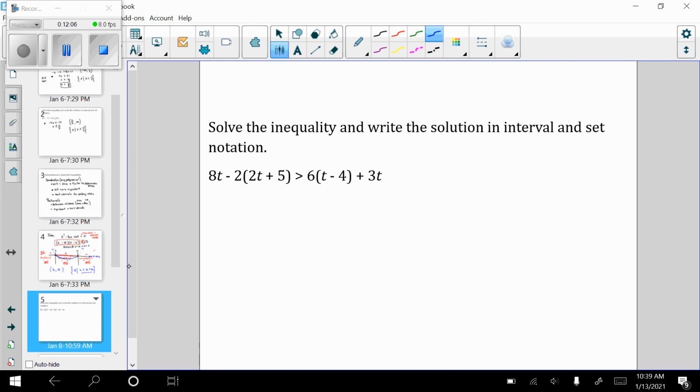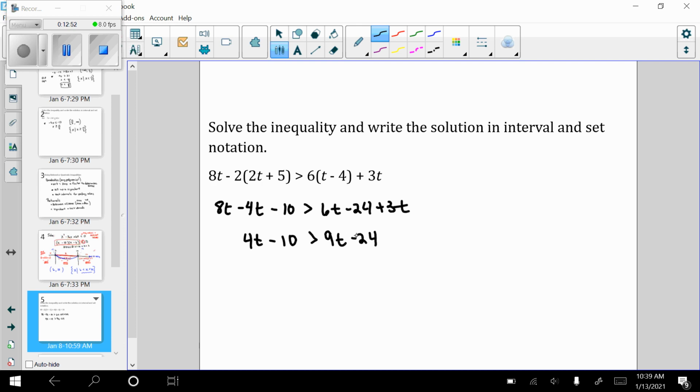Okay, so now this is actually the beginning of the next day, but I combined the 2 days into one. So this is technically a review because it's linear, so we can get through this one pretty quickly. We don't have to do a sign chart for this because it's a linear inequality. Okay, so I'm going to distribute my -2, so I get -4t minus 10 greater than 6t minus 24 plus 3t. So here I can put these together for -4t minus 10 greater than 9t minus 24.